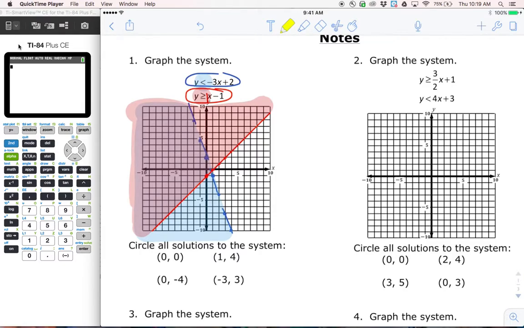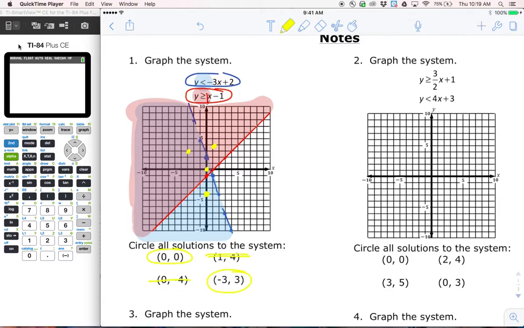So first point is 0, 0, which is right here. And that is in an area where I shaded twice. So that is a solution to the system. 1, 4 is right here. Now this has been shaded, but it was only a solution to the red inequality, not both. So it's not a solution to the system. 0, -4 is right here. Again, only has been shaded blue, not both, so it's not a solution to the system. And then finally, -3, 3 is my point right here, which has been shaded twice. It's in that weird, purpley area. So that is also a solution.